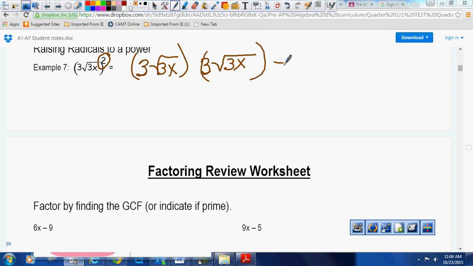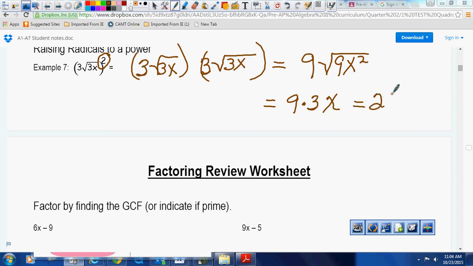So when I do that, I'm going to end up with the 9 square root of 9x. But how many x's is that? That's correct, it's squared. So I have a 9, and what do we know the square root of 9 is? A 3, so I'm going to bring that 3 out. And what's the square root of x squared? It would be an x. So I know I will be left with 27x.